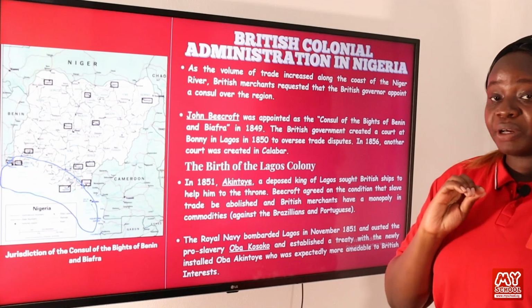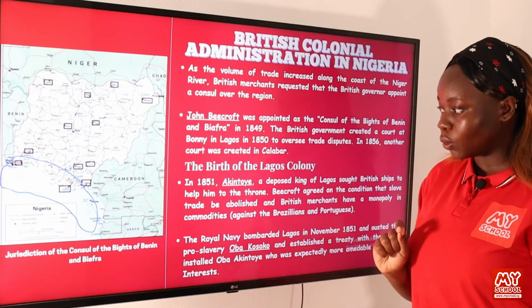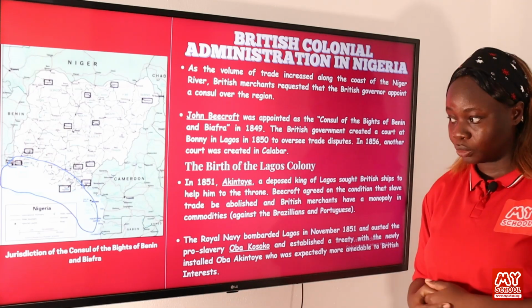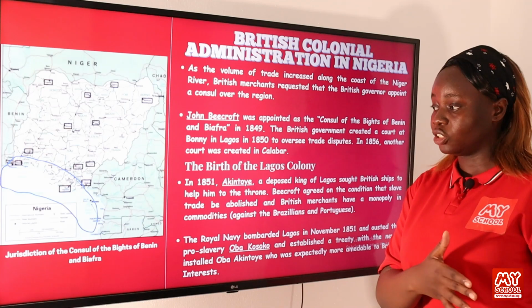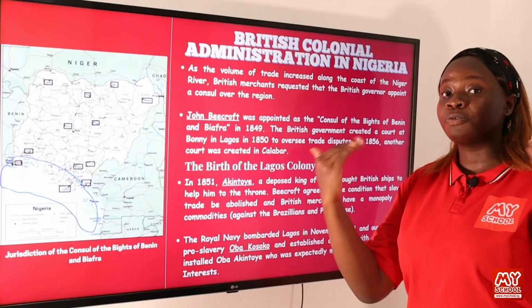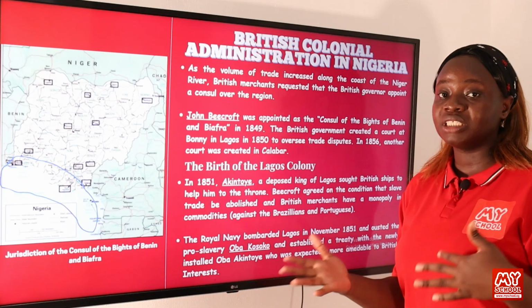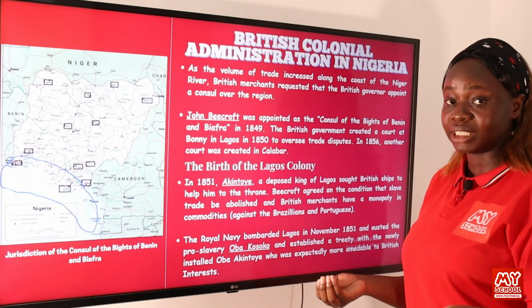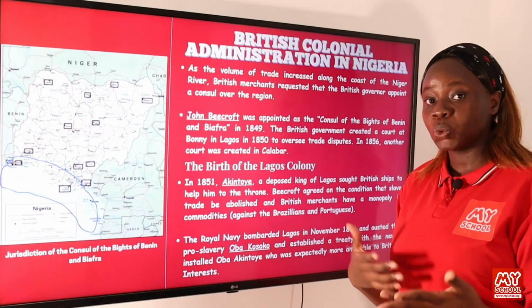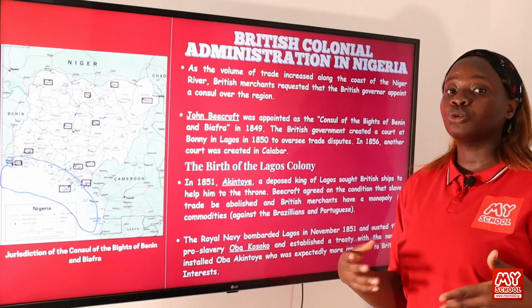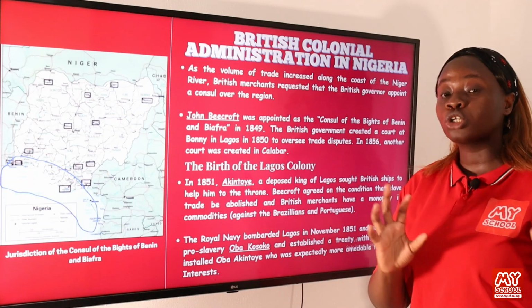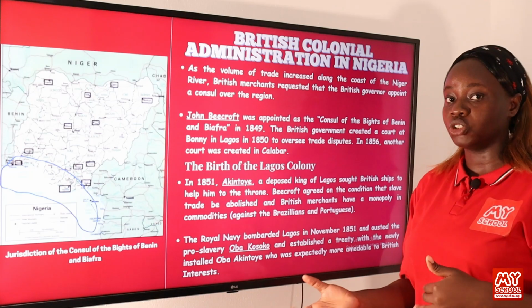So we'll now move on to the birth of the Lagos colony. So in 1851, Oba Akintoye, a deposed king of Lagos, sought British ships to help him to the throne. When we were discussing the pre-colonial administration in Nigeria, we talked about how there was a lot of wars between the Yoruba kingdoms as a result of the fall of the Oyo Empire. So many kingdoms were trying to gain prominence amongst each other, and also within the kingdoms there was conflict between the leaders. So different leaders were trying to vie for the position of Oba in the various Yoruba kingdoms. So there was a lot of war around that time when the British people came into the Nigerian society.